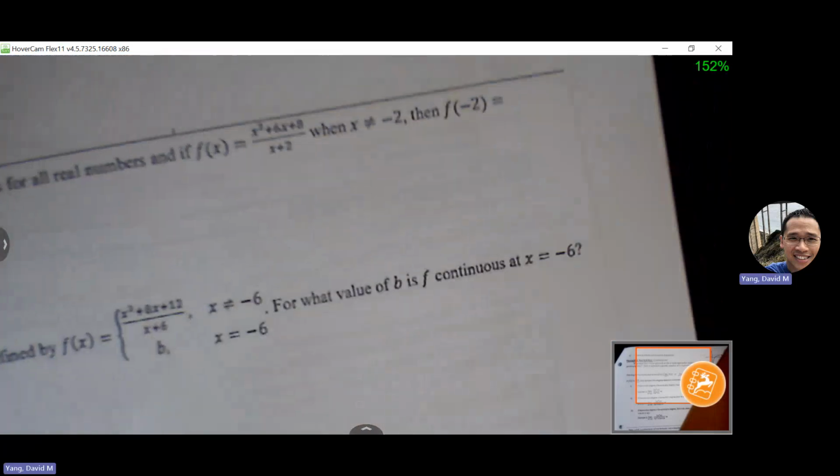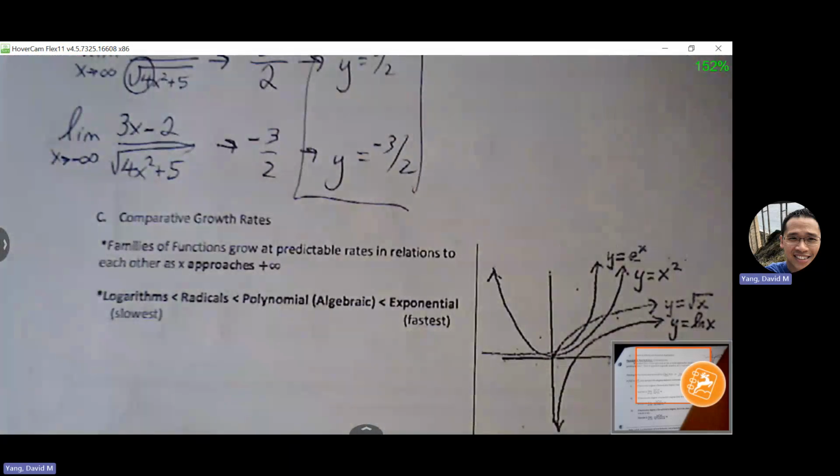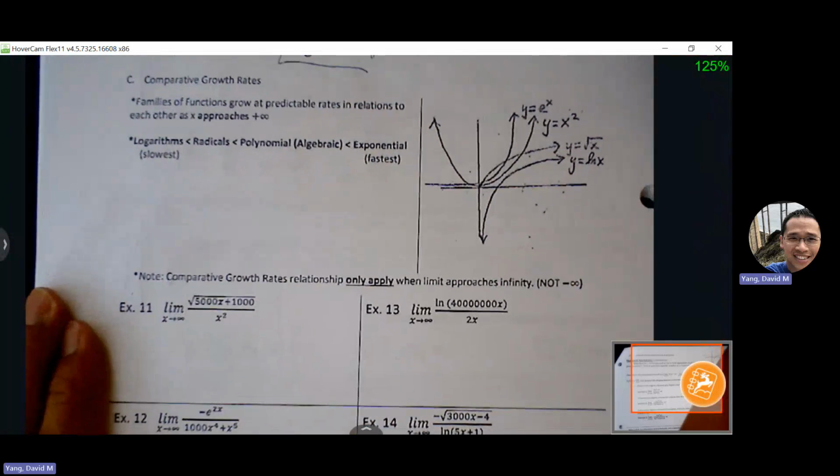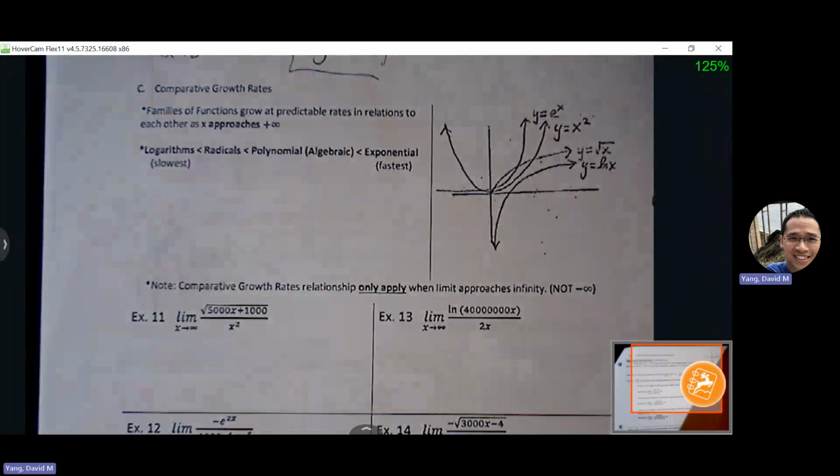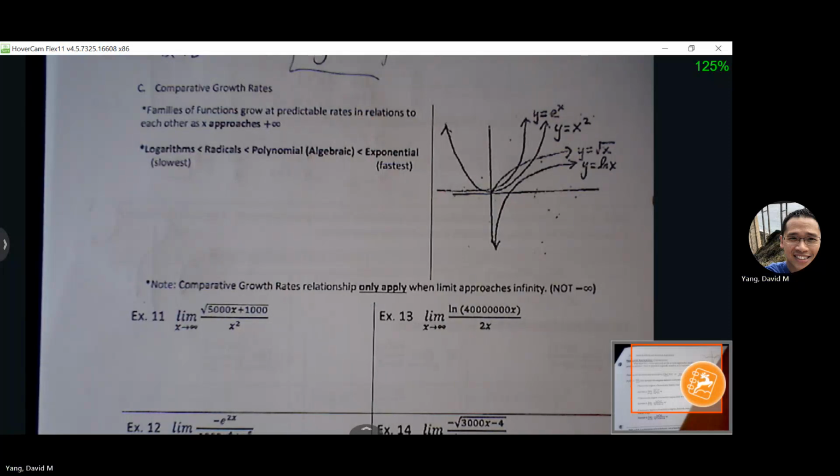Okay, last topic here. This is comparative growth rates. This is a very useful skill to apply, especially when we have different families of functions that are divided by one another. Some of these limits may seem really difficult to handle, but they end up easier because of the clean relationships that can exist between these families of functions.